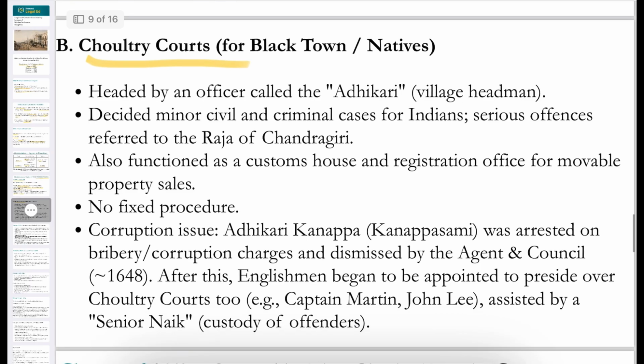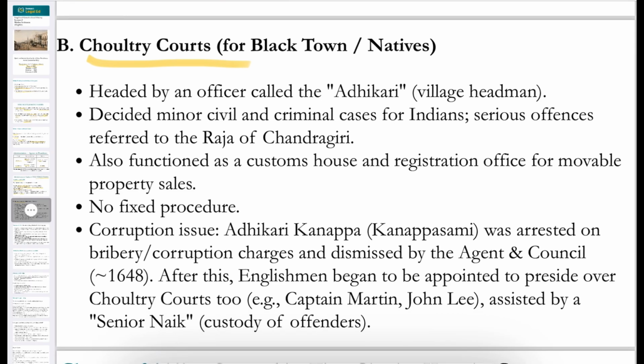Then the Choultry courts were set up to deliver justice to the native Indian population. They were headed by a local officer called the Adhikari, who was the village headman. The court handled minor civil and criminal matters for Indians. Serious native cases were referred to the Raja of Chandragiri for decision. The Choultry courts also doubled as a custom house and registration office for the sale of movable property.